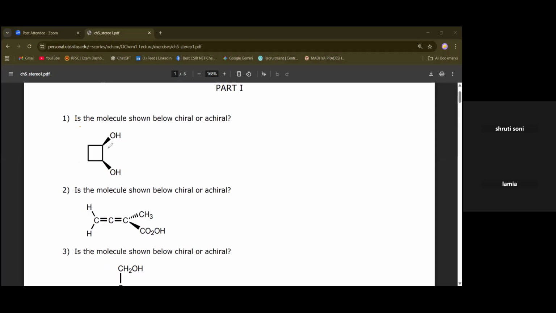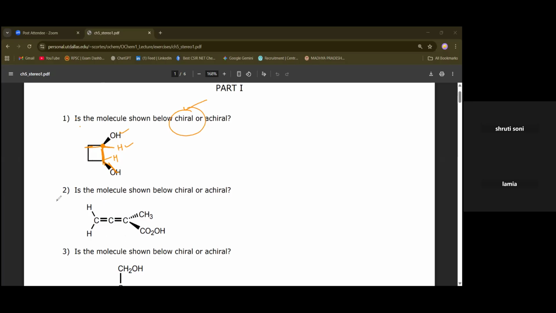Okay, let's suppose we are talking about this carbon. This carbon has OH, there are two different bonds, and there is one hydrogen attached here. So OH and hydrogen are different. Then here is CH2 while here is CH and OH. So all four groups are different, so this is chiral. Done.